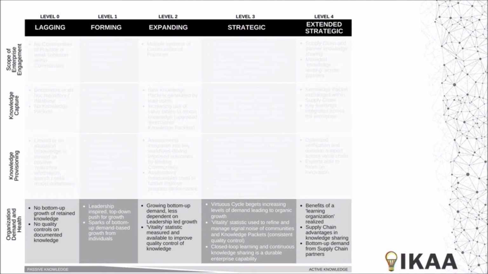Closed-loop learning and continuous knowledge sharing become a durable capability. Then finally, at level 4, exposure of these benefits to the supply base results in bottom-up demand from that extended enterprise.